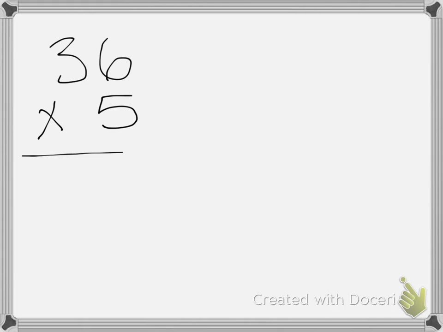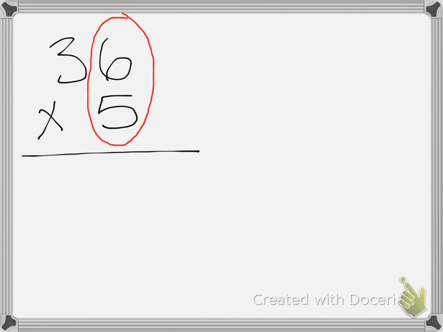Today's lesson was lesson 2.5, U.S. Traditional Multiplication Part 2. In Part 1, we just did 2-digit by 1-digit multiplication. So let's say it was 36 times 5. Make it an easy one. What do we start with first? Our ones.